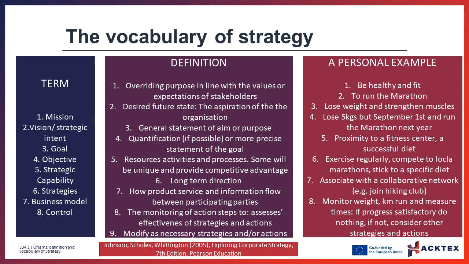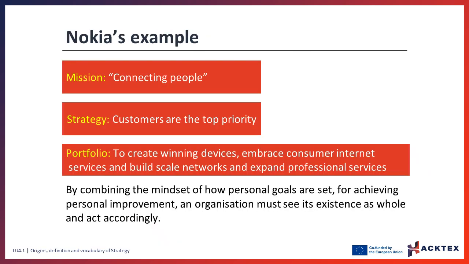In business strategy, the different set of activities come into three big categories: term, definition, and personal example. Each user must understand and divide their set of thoughts accordingly and understand the nature of their actions, if they wish to have a clear set of mind and process. For example, Nokia's mission once was to be connecting people by making users to share content, stay in touch and communicate. The strategy was that the customers were Nokia's top priority, hence the focus on consumer understanding in line with Nokia's portfolio to create winning devices, embrace consumer internet services and build scale networks and expand professional services.